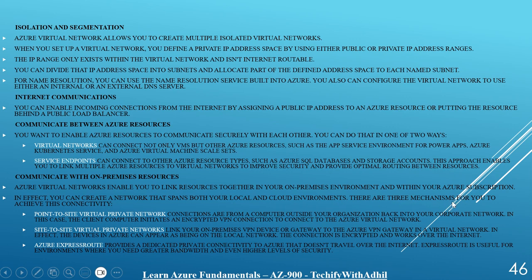There are three mechanisms for you to achieve this connectivity. So for communication to the on-premises resources, we have three methods. One is point-to-site virtual private network, the other is site-to-site virtual private network, and the other one is Azure ExpressRoute. Point-to-site connections are from a computer outside your organization back into the corporate network. In this case, the client computer initiates an encrypted VPN connection to connect to the Azure Virtual Network.